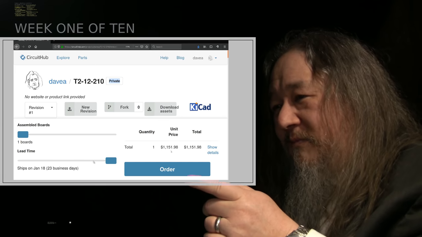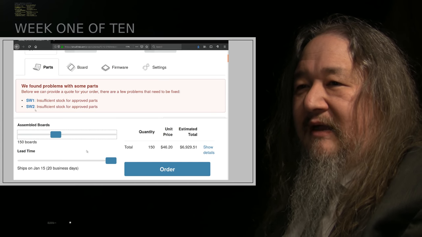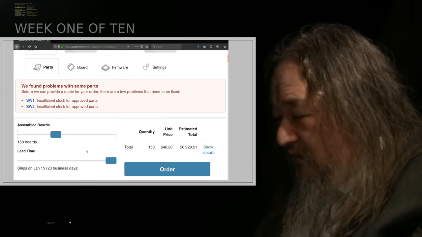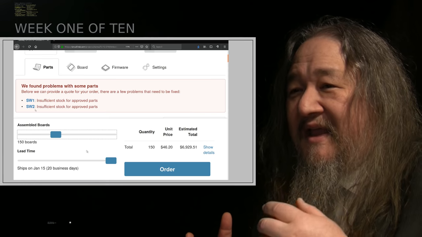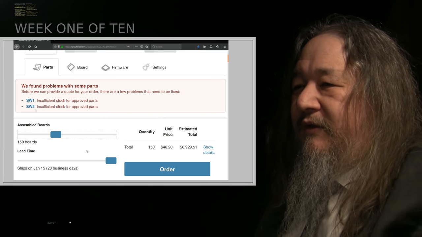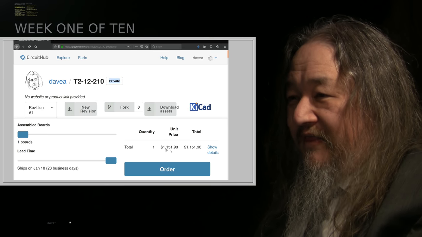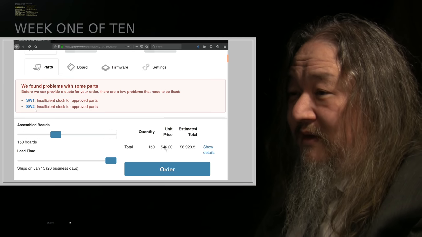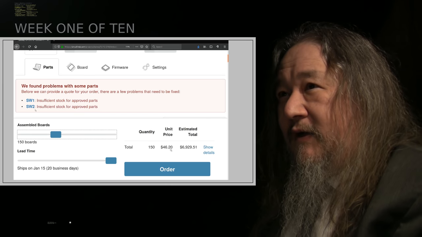But getting one board is the most ridiculous case because they're expecting to do it in volume. If we move it up to 150 boards, which is a bloop, whatever we're calling this thing, plus some spares, now the price before was $1,000 each when you buy one, and now the price is down to $46 each, which is a lot better.